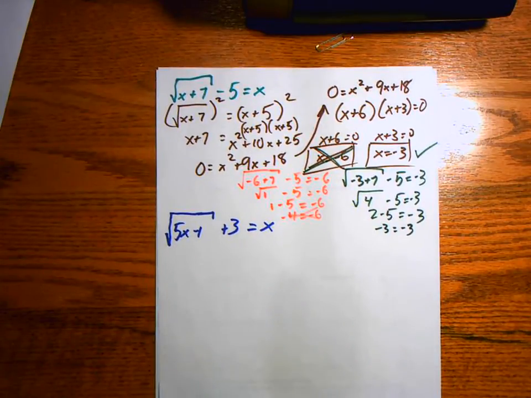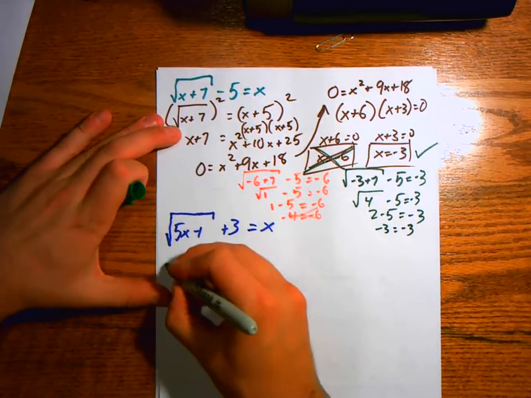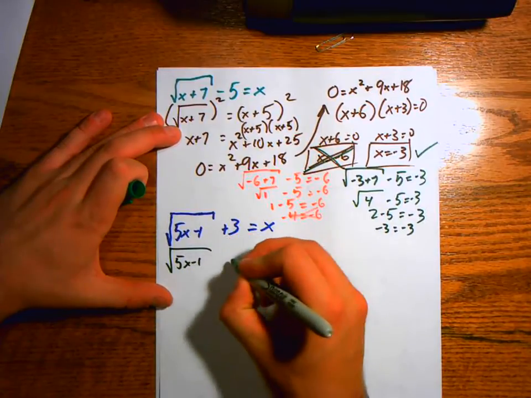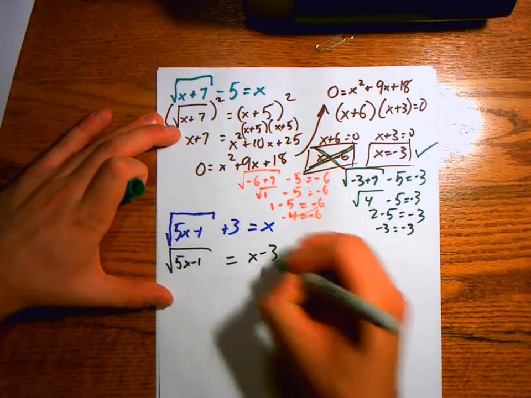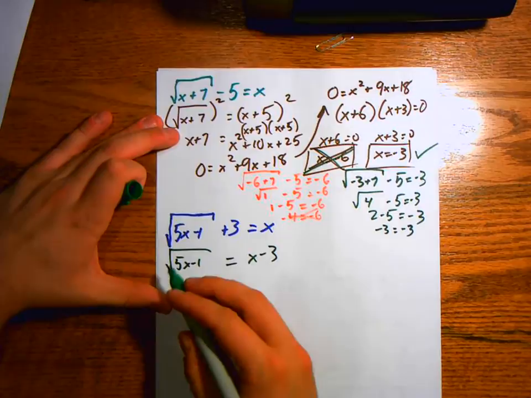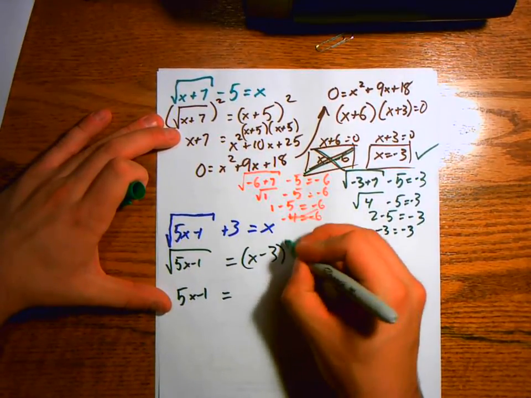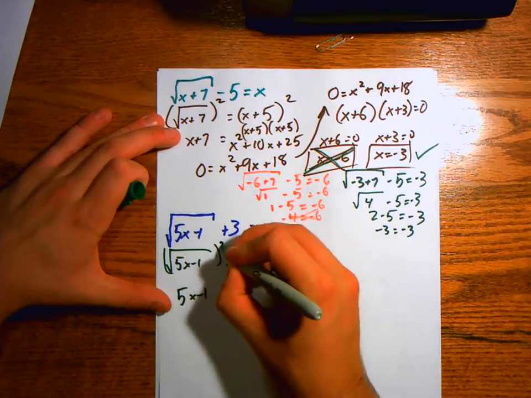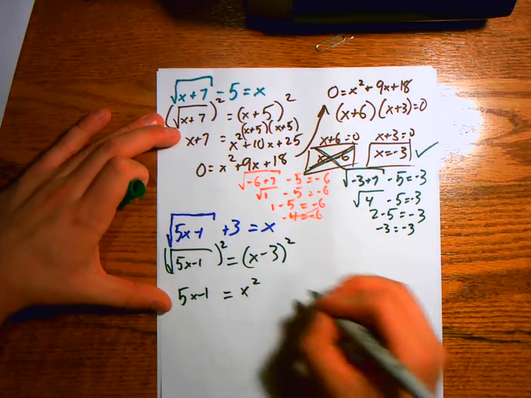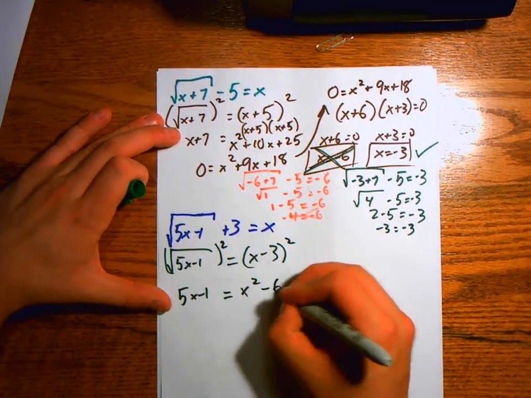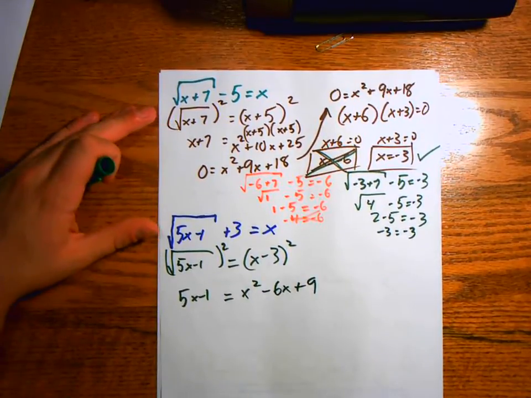Same thing down here with this example. Let's subtract 3 on both sides to get the square root of 5x minus 1 equals x minus 3. Square both sides to get 5x minus 1 equals, this is going to be x squared minus 6x plus 9.